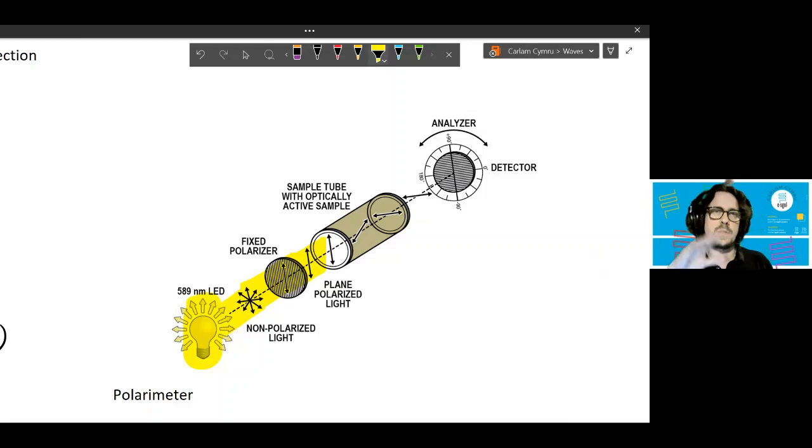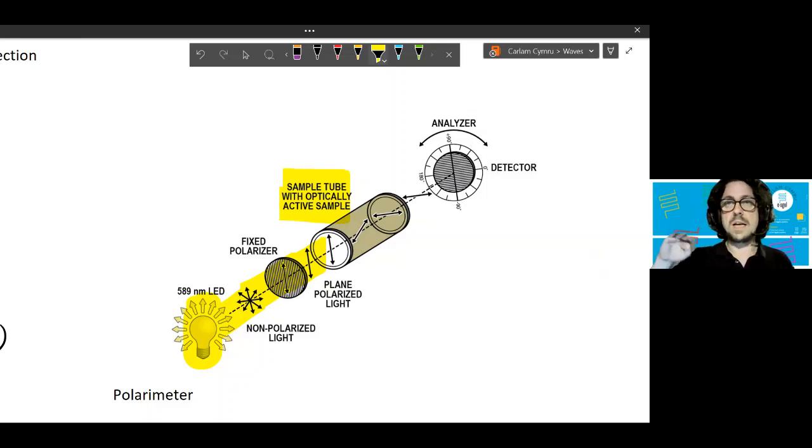Then though, what will happen with an optically active sample? In this case, it could be anything actually, but it could even be amino acids. As the polarized light passes through that substance, like in the example I was mentioning, it could be a sugary drink like Coke, what will happen is the orientation of that polarized light will turn. And interestingly, it will turn by an amount which is proportional to the concentration of sugar.